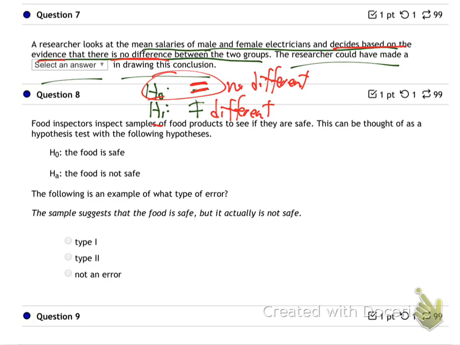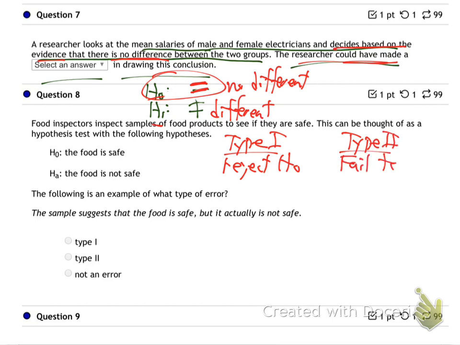What if that was a mistake? That's what they're saying. The researcher could have made an error. What kind of error would that be when you go with H0? Well, if you look at type 1, it says reject the null, and type 2 says fail to reject the null. So if we went with the null mistakenly, did we reject the null or fail to reject the null? Fail to reject the null. Type 2.